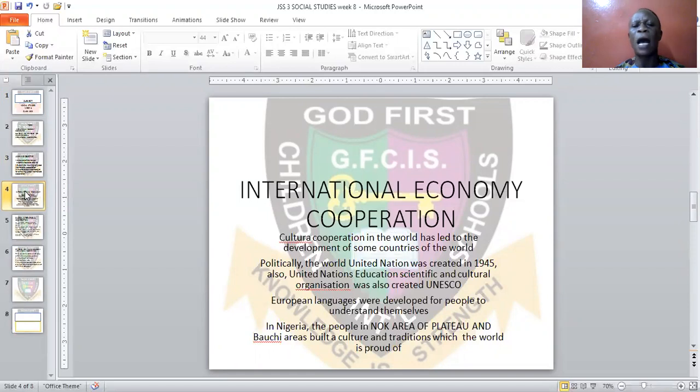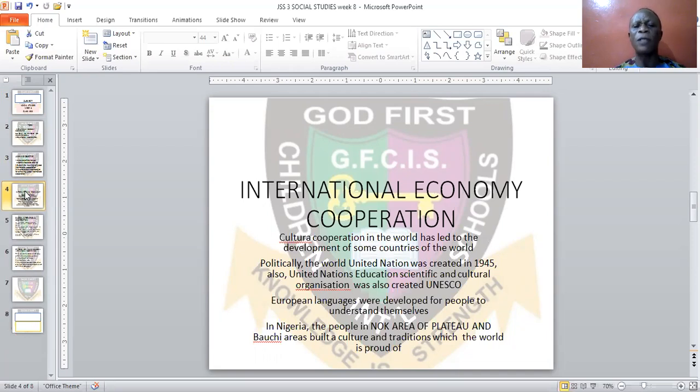Cultural cooperation in the world has led to the development of some countries of the world. That is cultural cooperation, that is one. And cultural, social, and political cooperation, and many more, have led some countries to develop. Politically, the United Nations was created in 1945. Note that. Also, the United Nations Educational, Scientific, and Cultural Organization was created. Don't forget.